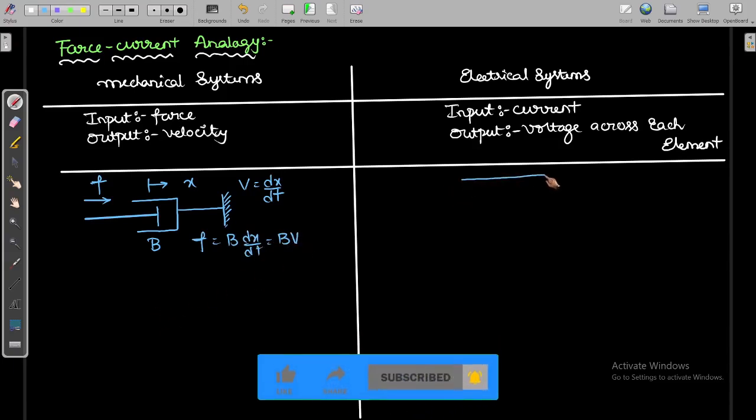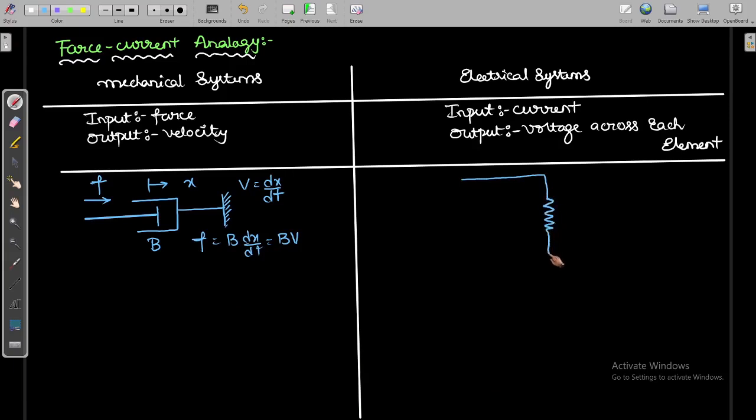So let us consider the electrical side. Now we are going to connect one resistor to a current source, not a voltage source, because we are taking the force-current analogy here. So the current is flowing, and because of that there will be some voltage across this resistor. So we can write I is equal to V by R, which can also be written as 1 by R into V. So force can be equated to current here.